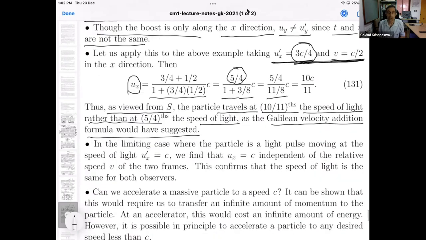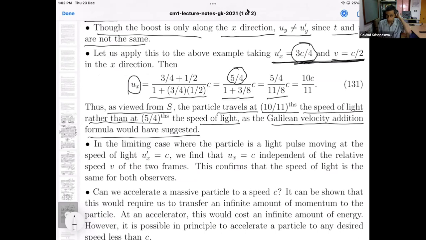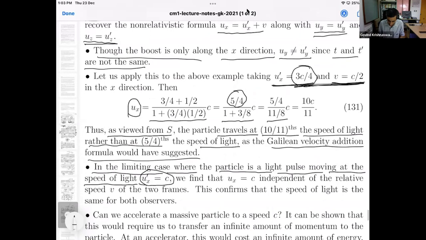Okay, so simply by going to another frame, the particle's velocity cannot exceed the speed of light. Now, in the limiting case, this is also interesting: the limiting case where the particle is actually a light pulse moving at the speed of light in frame S prime. So ux prime would be c then. So if you put that in, let's go back to our formula.